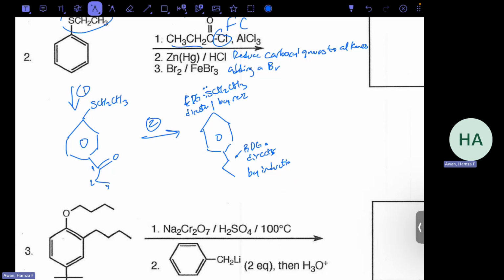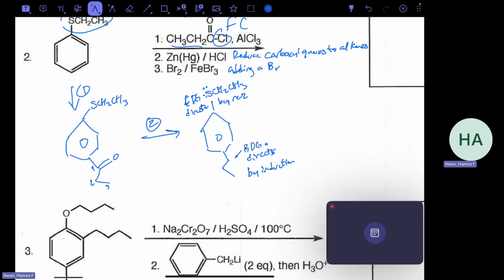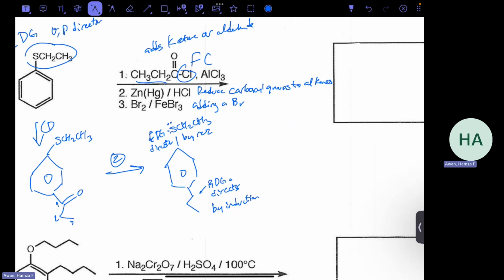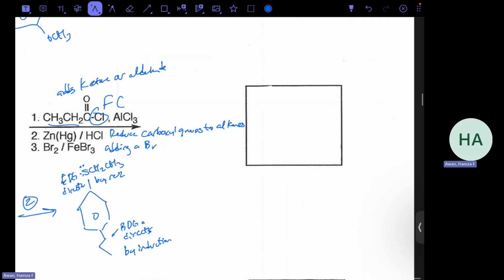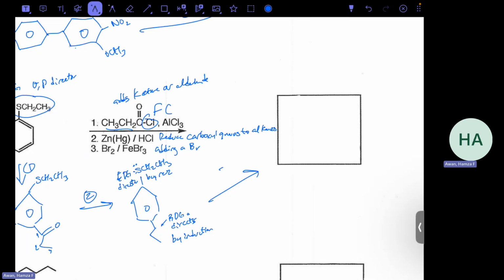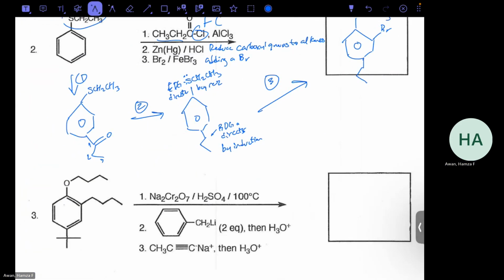Because of that, the electron donating group by resonance is going to be much stronger, and so it's going to be our director. Because it's our director and it's saying ortho-para, the para position is already taken. So we're going to put a bromine on the ortho position, and you can put it on any ortho position. Right. So then our final product will look like this. Then we have our bromine. Right. Any questions on how I got that answer? No questions? Okay.